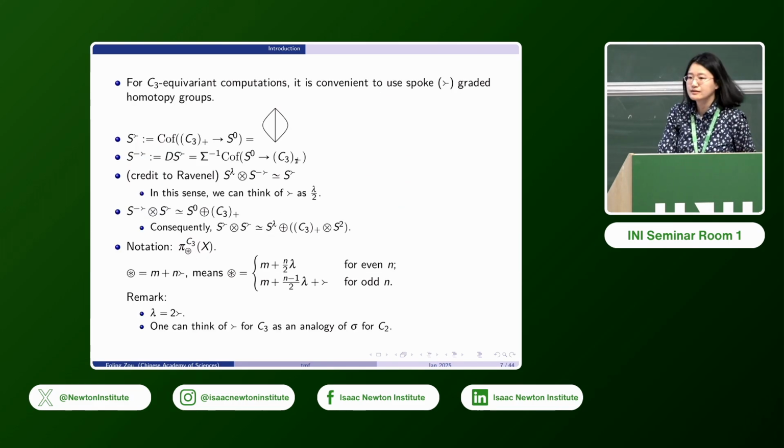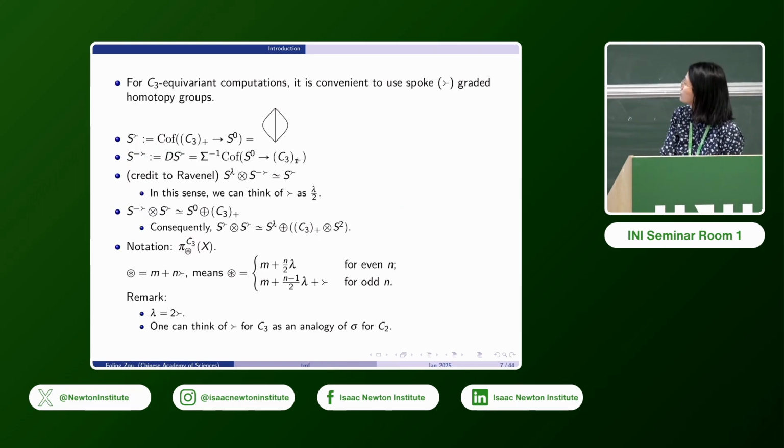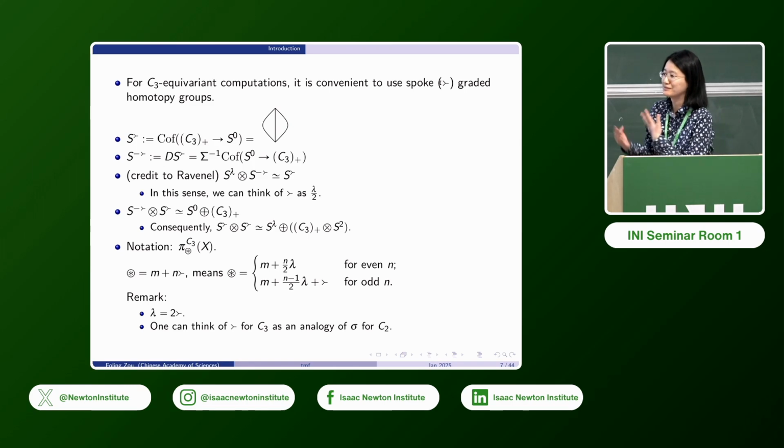Okay. And now I want to fill up the right picture so that it looks like the picture on the left. So I'm going to introduce this new grading, not me, but people doing these computations, the spoke grading. So S spoke, the sphere, is the cofiber of C3 plus to S0, which is this picture, and that's the egg beater in Clover's talk.